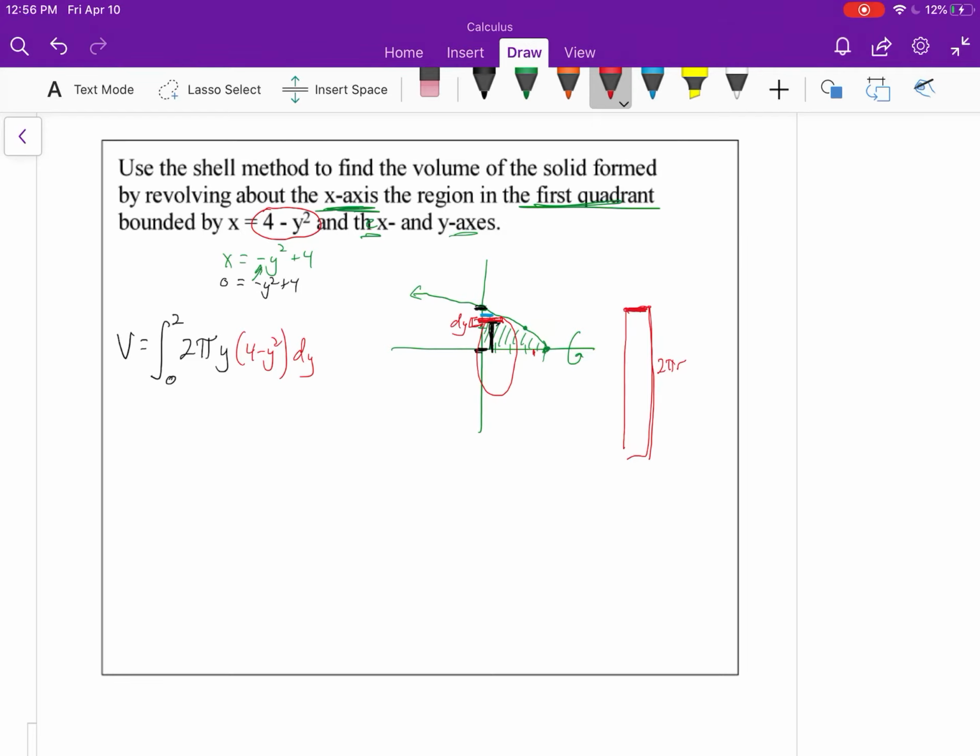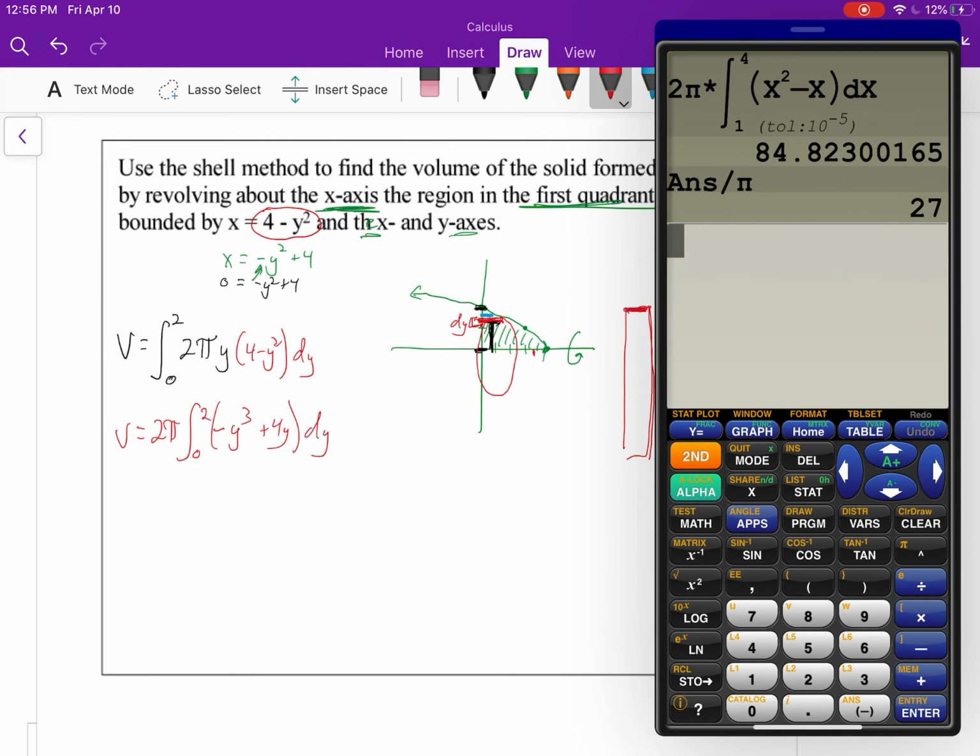And so there is the integral that will give us the volume. We can factor out a 2 pi. This is from 0 to 2. We can multiply this out. This would be negative y cubed plus 4y dy. And we could integrate that just with our pencil and paper. We could work that out. We'll go ahead and just plug this in like we did the last one.